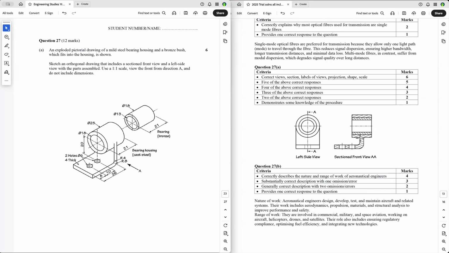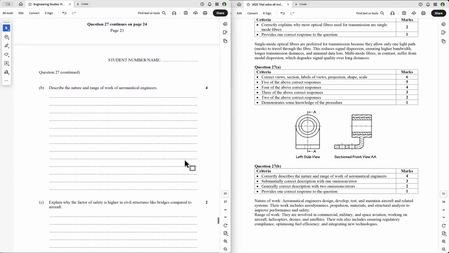When you're showing a section, you've got to put on the view that you're sectioning these section arrows so that you're looking in that direction, and the chain line ends in thick dark lines to show the end of the section.